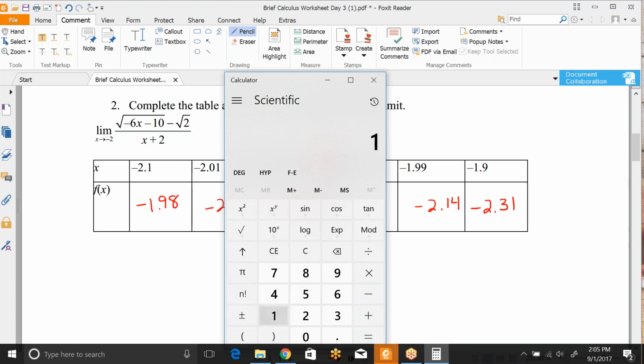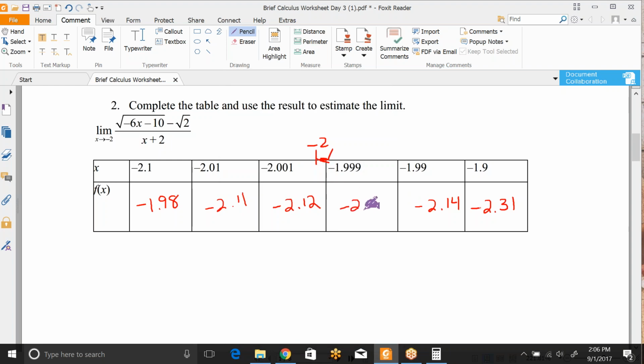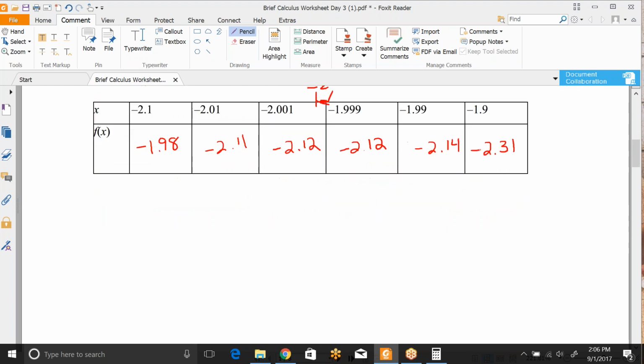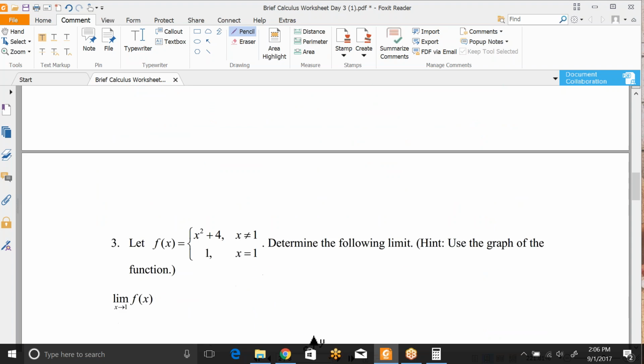And then our very last one on this one, and we'll have our limit. Times negative 6 minus 10, square root, minus the square root of 2, and then divide it by the bottom. Okay, so we're getting negative 2.12. So that looks like it is our approximate limit. And they do agree. If they did not agree from both sides, remember we would say the limit does not exist. Okay, so that's, remember, just some more examples with tables.